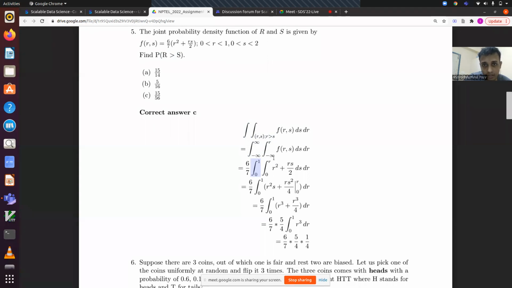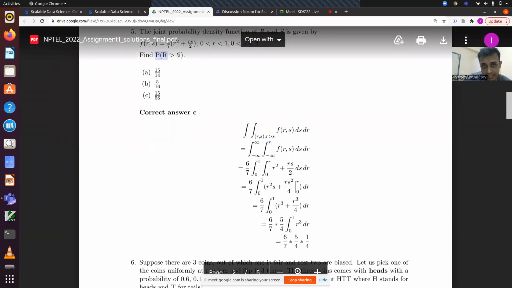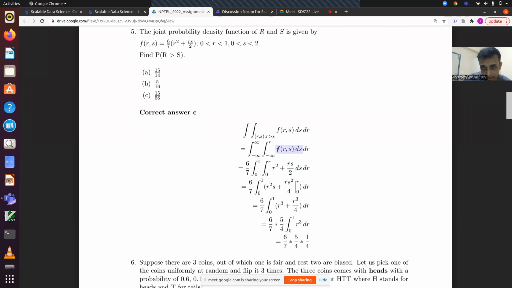Now here, you are interested in all the cases where R is greater than S. So R is the upper bound on S. S cannot take any value beyond R. So whatever the integral of S has, that cannot go beyond R. Are you convinced? So it's minus infinity to R, and again, because the question tells you that S is always greater than 0, it is 0 to R. Done. Okay, let's move on.